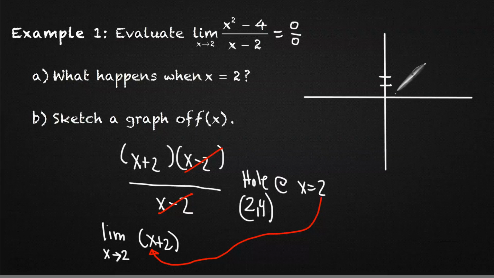So let's go ahead and put that on our graph. 2, 4, hole. And once again, this is a linear function. So it's just going to be looking something like this, with a hole at 2, 4. And so now we're able to say, as x gets closer to 2, then the y value of this function is getting closer to 4. And that is the idea of a limit. You're simply asking, as x gets closer to a certain value, what is the y value getting closer to?